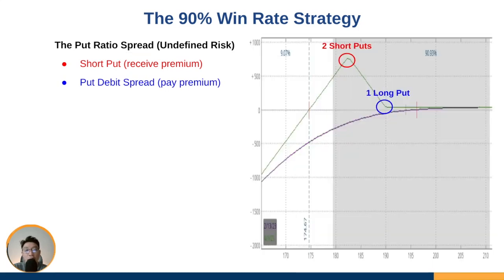All right. So as you can see, this is the P&L graph for the put ratio spread. You can see it's pretty much the same as the put broken wing butterfly. The only difference between the two is just this long put.